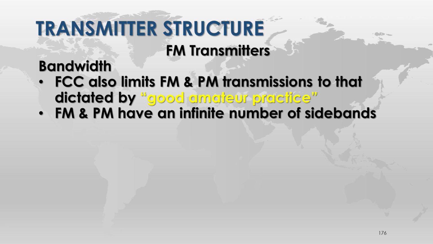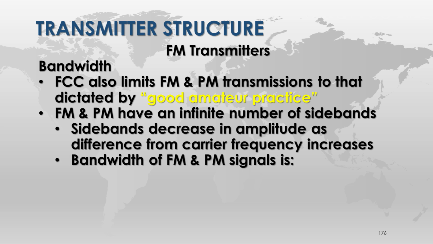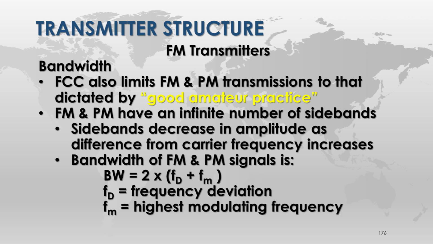Okay, FM and PM have an infinite number of sidebands. Sidebands decrease in amplitude as difference from the carrier frequency increases. Bandwidth of FM and PM signals is BW equals 2 times (FD plus FM), so that is frequency deviation and the highest modulating frequency. But there's no yellow. That formula you don't need to worry about.